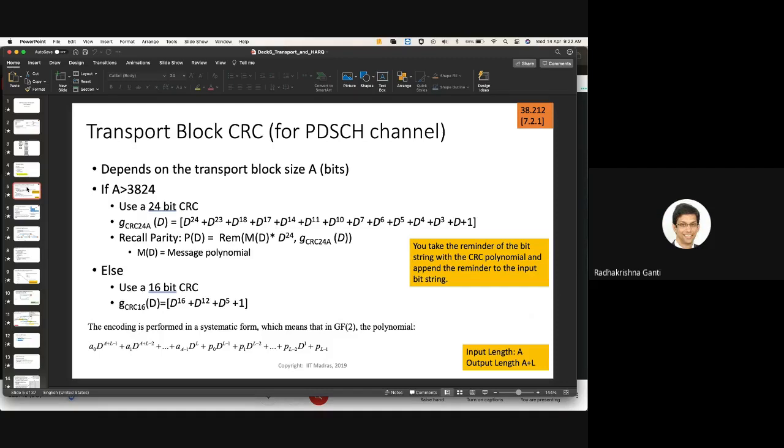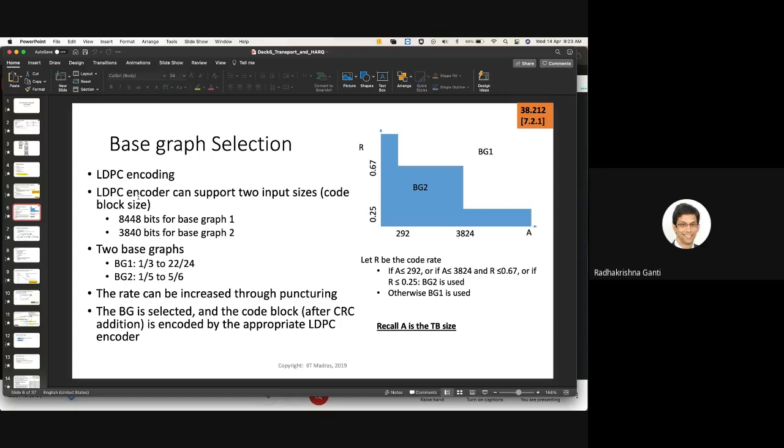Okay. So the next step that happens after the transport block CRC is the code block selection, the base graph selection. Like Professor Andrew was saying, there are two base graphs in LDPC. One is called BG1, base graph 1, and the other is called base graph 2. Base graph 1 generally can take a larger number of input bits, whereas base graph 2 can take a smaller number of input bits. So the LDPC encoder can support two input sizes. Base graph 1 can take a block size of 8448 bits, and base graph 2 can take an input of 3840 bits.